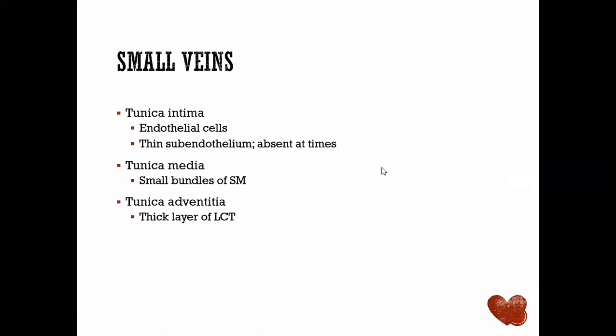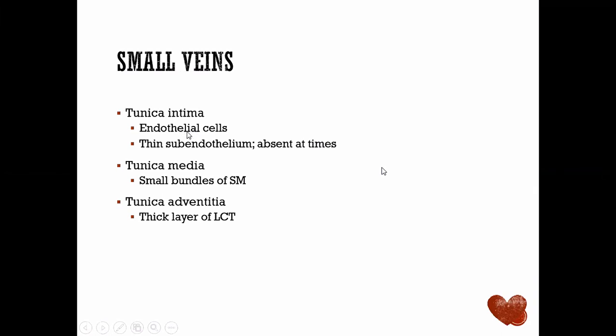Small veins: tunica intima has endothelial cells, and the subendothelium is absent at times. So you have one layer of endothelial cells in the tunica intima. The tunica media is small bundles of smooth muscle. Tunica adventitia is a thick layer of loose connective tissue.